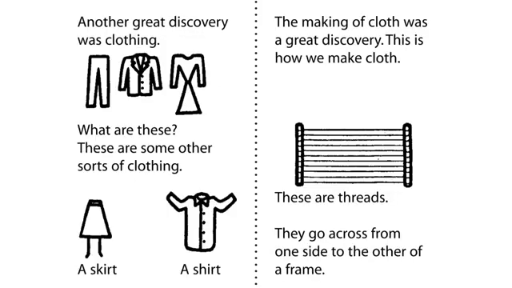Another great discovery was clothing. What are these? These are some other sorts of clothing. The making of cloth was a great discovery. This is how we make cloth. These are threads. They go across from one side to the other of a frame.